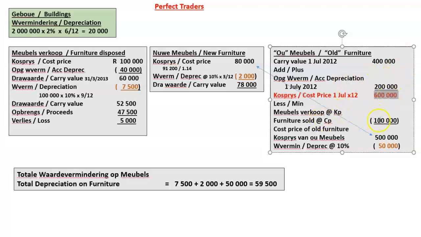Good. We have sold 100,000 of the 600,000 which we had at the beginning of the year. So how much do we have left? We have 500,000 Rand left. Now, depreciation is provided at 10% per annum on the cost price. So 10% on the cost price will give us 50,000 Rand of depreciation for the current period. If we add the total depreciation charge on furniture and equipment, it's going to be 7,500 plus 2,000 plus 50,000, which in total gives us 59,500.